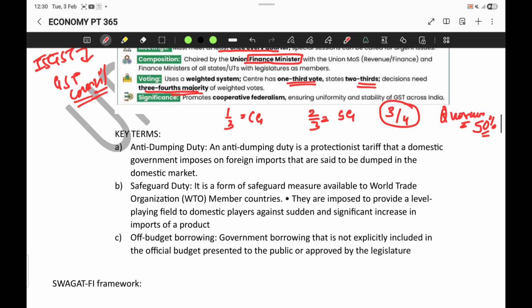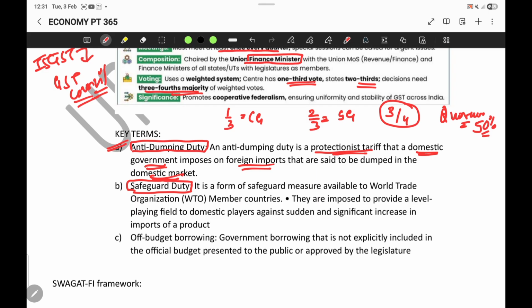Some key terms, like transfer pricing, indirect transfers. Here, anti-dumping duty. What is anti-dumping duty? Anti-dumping duty is a protectionist tariff to protect from foreign imports. They are dumping foreign imports at a cheaper price compared to the domestic price, then the domestic market gets hit. To prevent this, we put anti-dumping duty. Clearly understood? Then the next thing is safeguard duty.